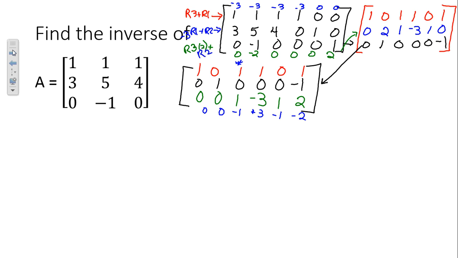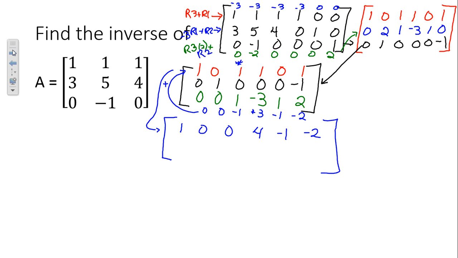Okay, we're going to add that to this and replace. So this guy's going to be the new top row. 0 and 1, 0 and 0, negative 1 and 1, 3 and 1, 1 and negative 1, 0 and negative 2, and 1. Rewrite this one. I did something wrong? That should be a 1. Negative 1. Thank you. And then last row: 0, 0, 1, negative 3, 1, 2.